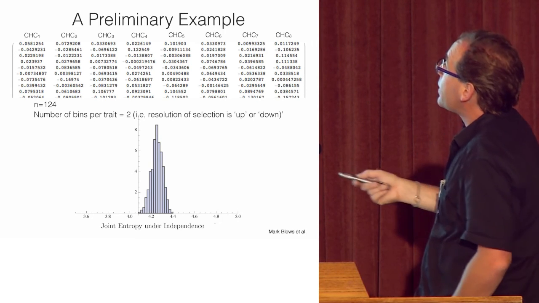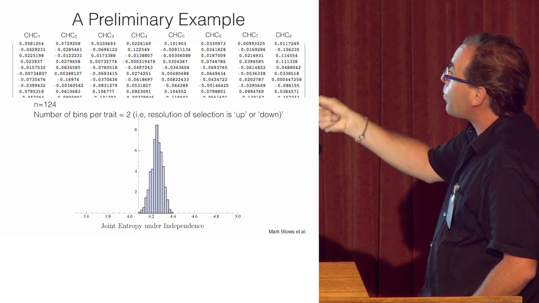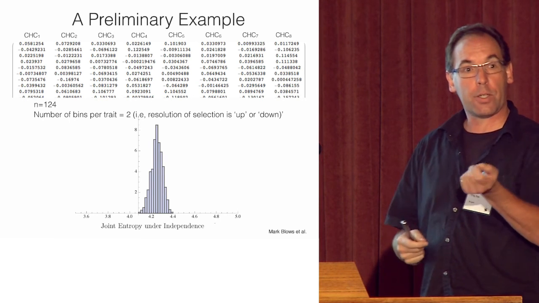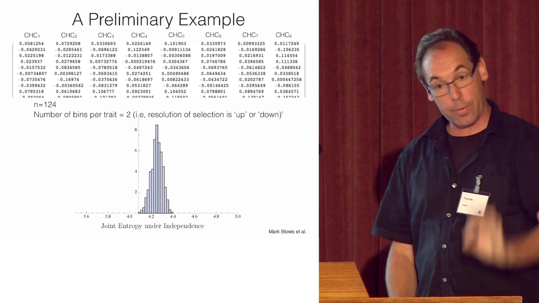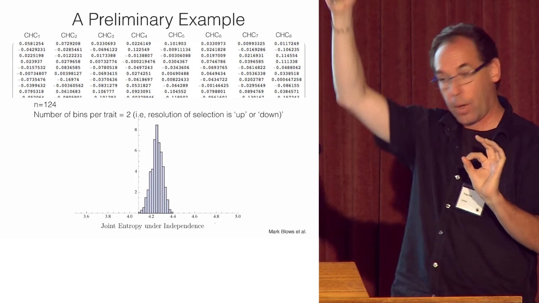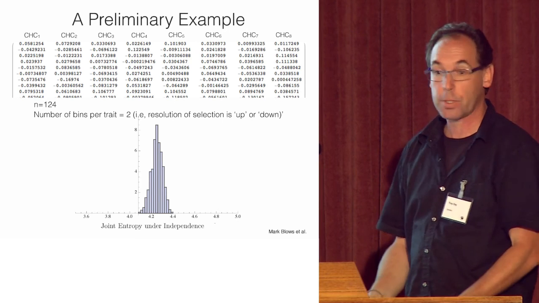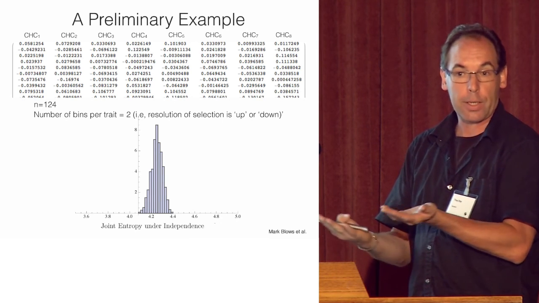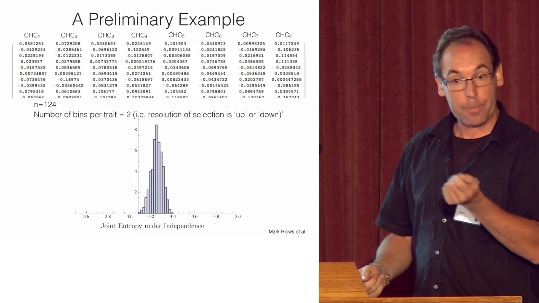You want a null distribution for what you'd expect to happen if there really was no dependency among the traits. In this case, the way I got this null distribution is I just took random permutations of each of these columns. What I'm effectively doing is reconstructing individuals, where I construct the first individual by choosing one of the CHC1 values at random, choose another one at random, and all the way through. I construct an individual and do that again until I end up with 124 individuals. And now there should be, on average, no dependency among those variables. And then I can calculate the joint entropy of that.